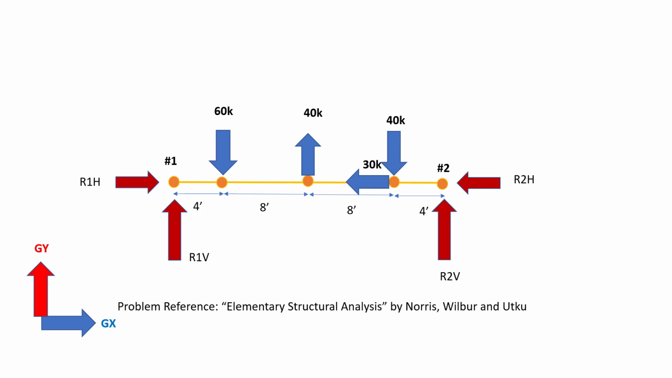At this point, it might seem to a student that this is a statically indeterminate problem because we have four unknowns, but actually it is not the case. R2H and R2V are both represented in terms of R, and so it's a statically determinate problem. We will explain that in a second.